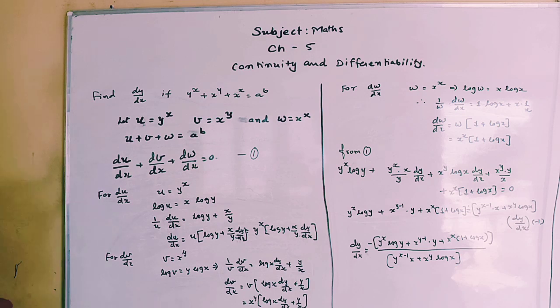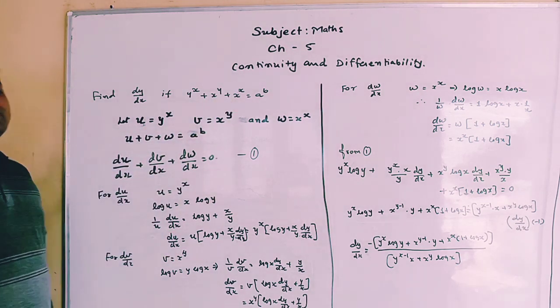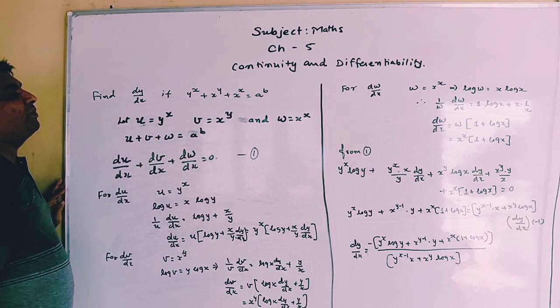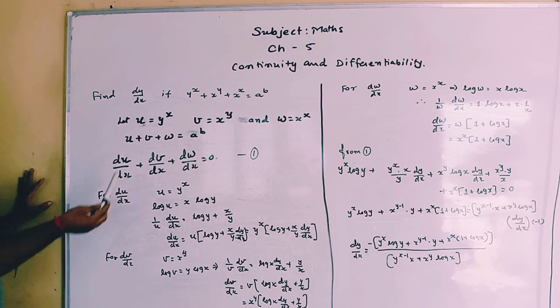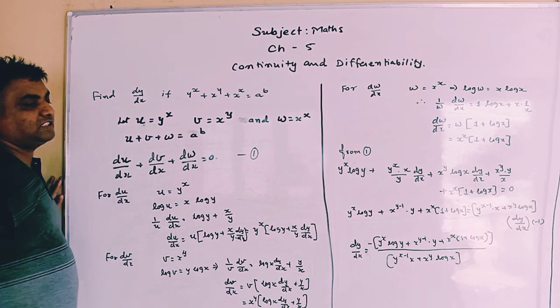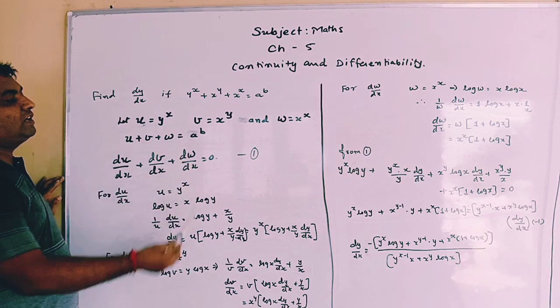Now we will see the differentiation of y raised to x plus x raised to y plus x raised to x equals a raised to b. These three functions are very complicated, so to make it simple, we take u equals y raised to x, v equals x raised to y, and w equals x raised to x. Then we get u plus v plus w equals a raised to b.